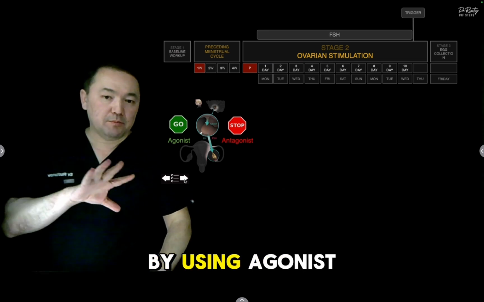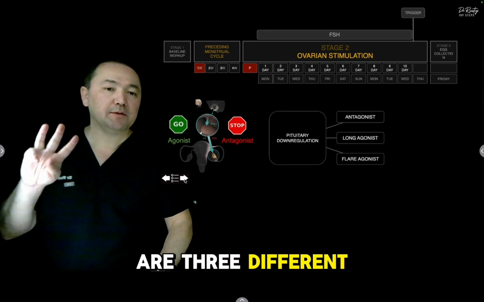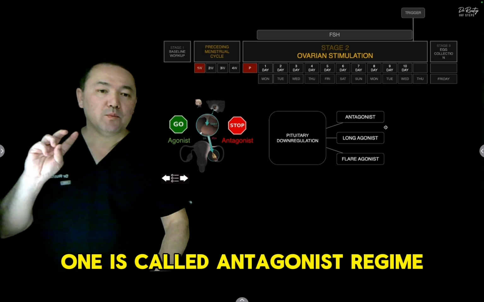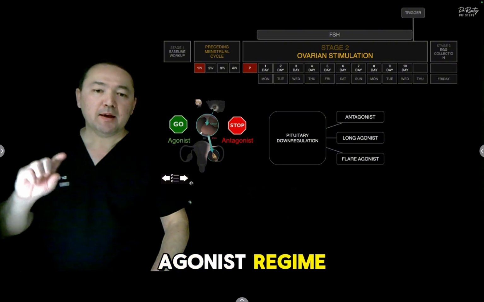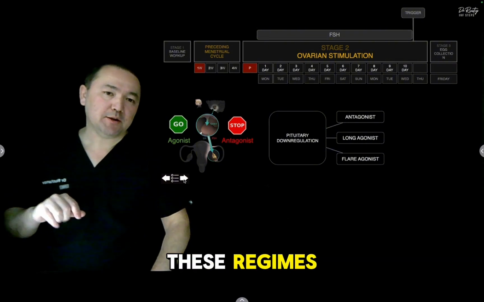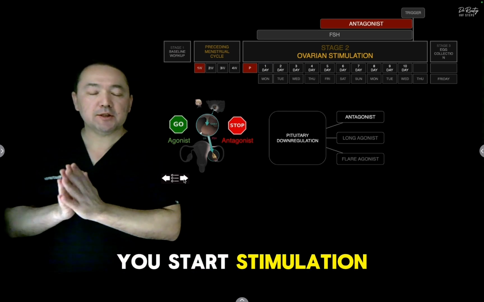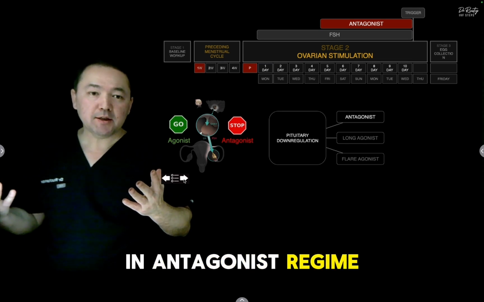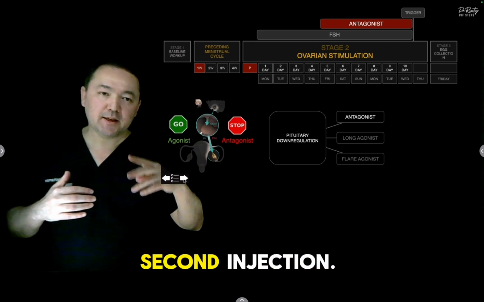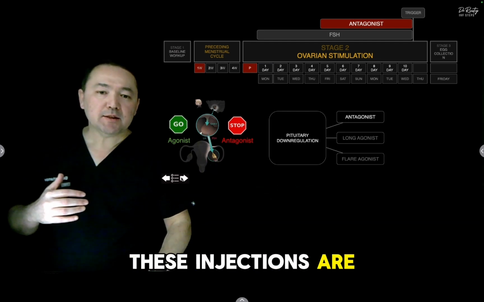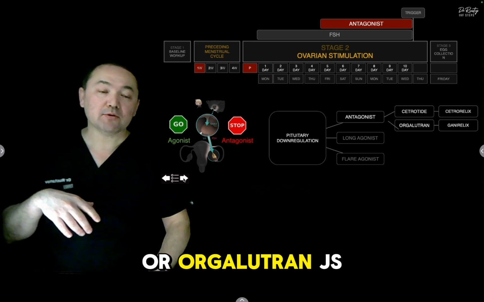As we said, we can block by using agonist or antagonist regimes. Essentially there are 3 different types of regimes in IVF. One is called the antagonist regime, second is the long agonist regime, third is the flare agonist regime. I will explain the difference between these regimes and how we use them. First is the antagonist regime. In the antagonist regime, you start with the stimulation drug, FSH, and continue until day 4 or day 5. Then you add your antagonist drug, a second injection. These injections are called Cetrotide or Orgalutran. Cetrotide is cetrorelix, Orgalutran is ganirelix.